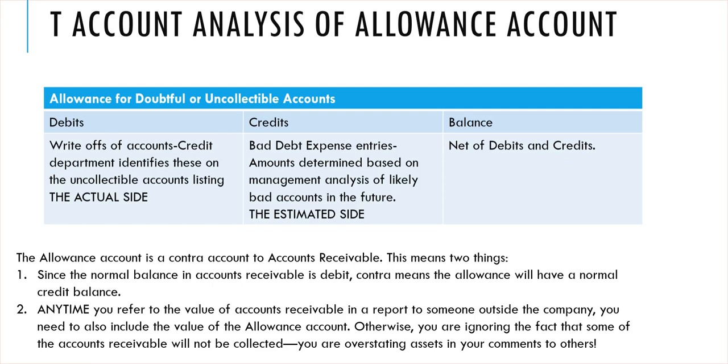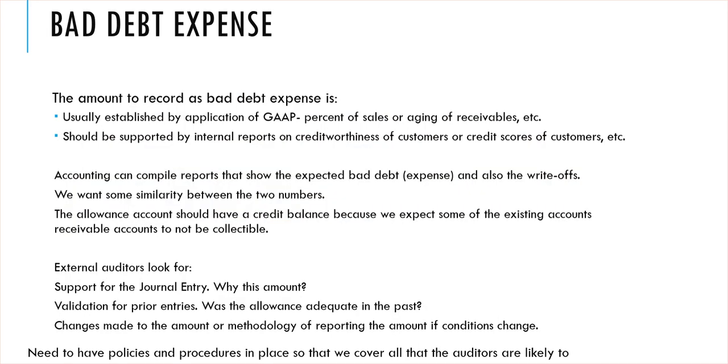So here we have the allowance for doubtful or uncollectible account balance, and it's helpful if you review that the actual is the left side and the estimated is the right. So if you have trouble understanding the allowance account and the journal entries associated with it, I suggest you review this. It's just something from financial reporting.